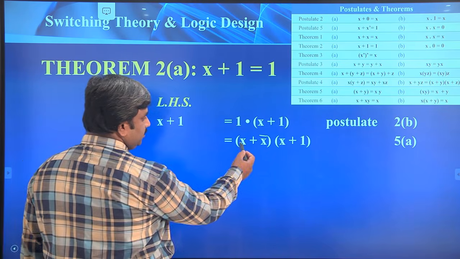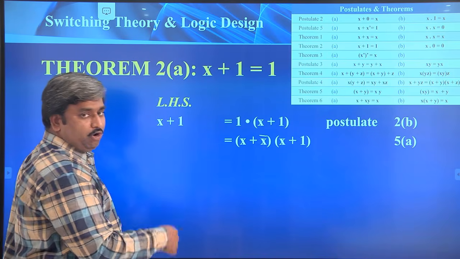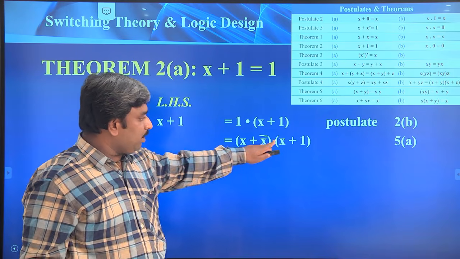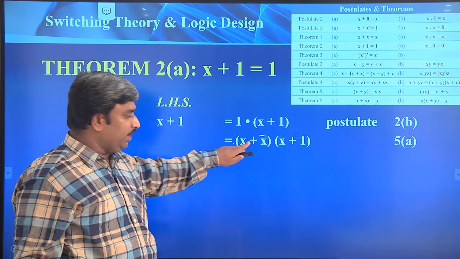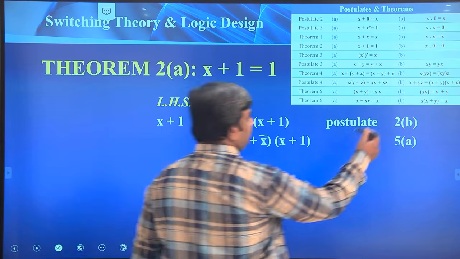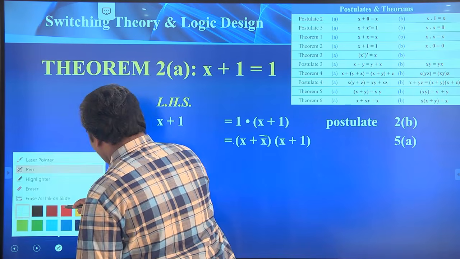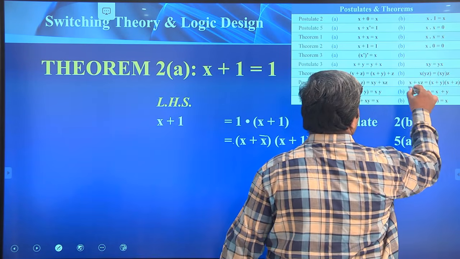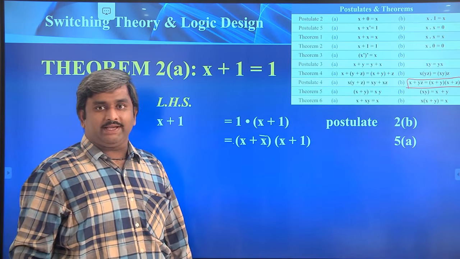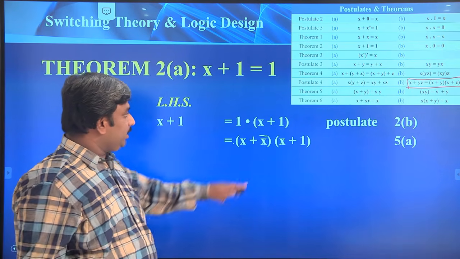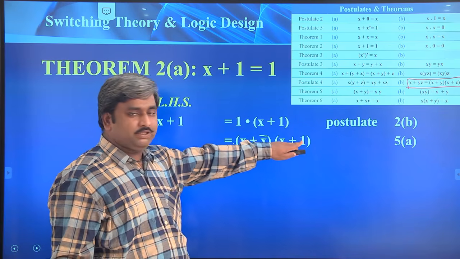Now, this seems like a distributive property. Now multiply this one: x plus x bar, x plus 1. That is x plus y into x plus z. In the place of y, we have x bar. So this is the property: x plus yz is equal to x plus y into x plus z. In the place of y, we have x bar, and in the place of z, we have 1.